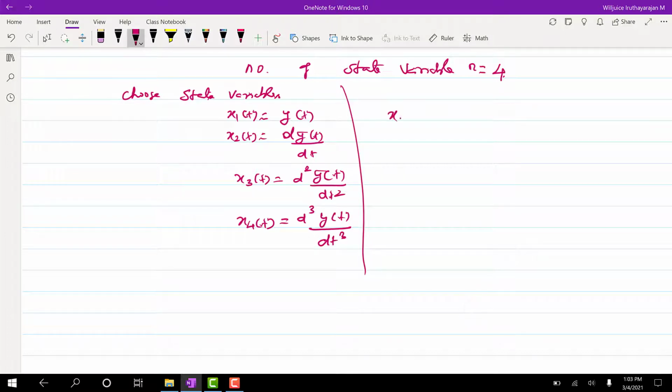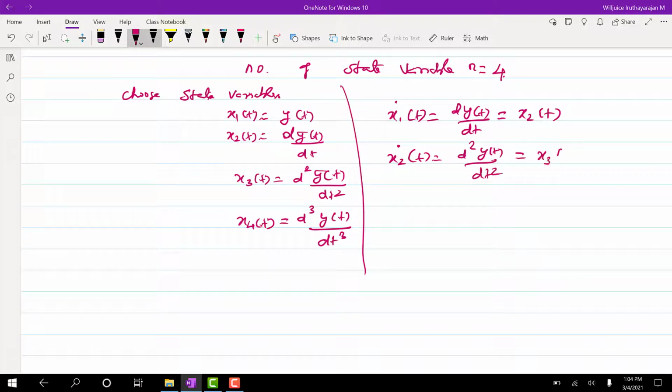So what is x1 dot? You already know x1 of t is equal to y of t, so its derivative is nothing but dy of t by dt, which we already chose as variable x2 of t. Similarly x2 dot of t: x2 is nothing but dy by dt, so x2 dot is nothing but d squared y of t by dt square, which we already chose as state variable x3 of t.